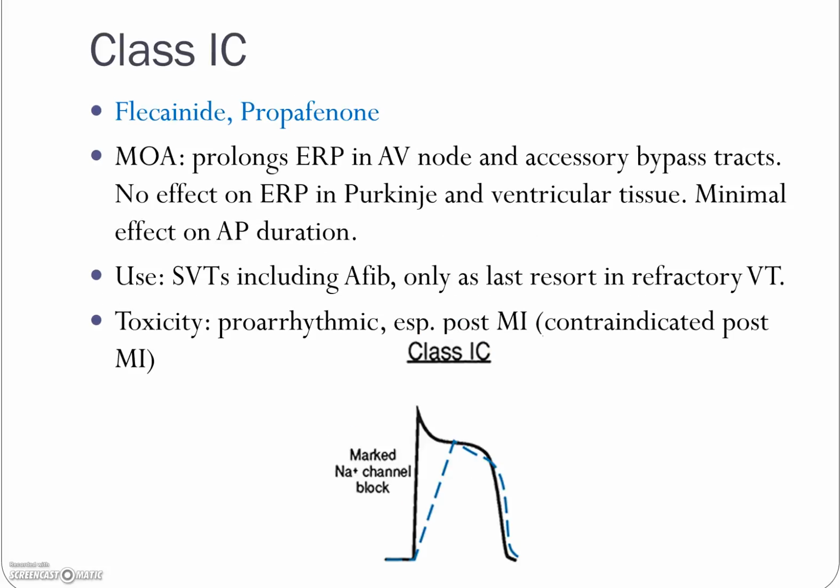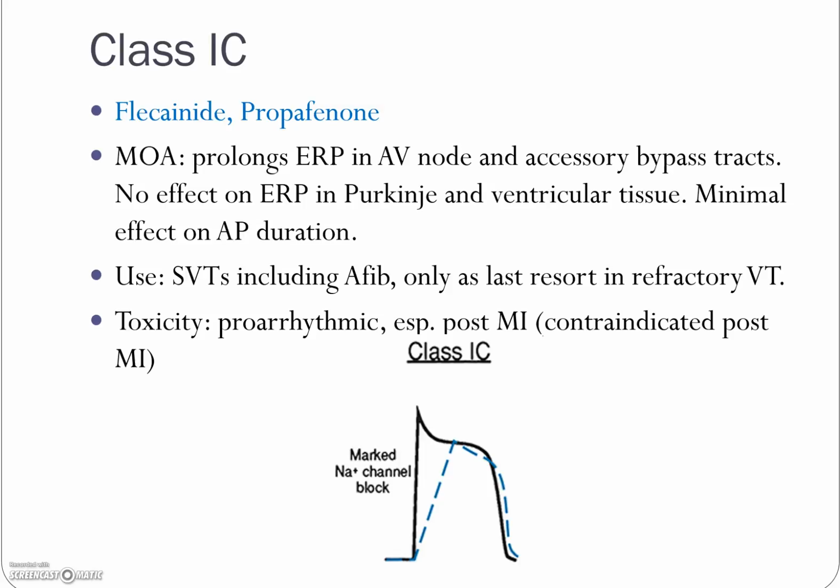Your class 1C antiarrhythmics include flecainide and propafenone. These work by prolonging your ERP in the AV node and accessory bypass tract without affecting the Purkinje or ventricular fiber, ventricular tissue. And it actually has very little effect on your action potential duration.